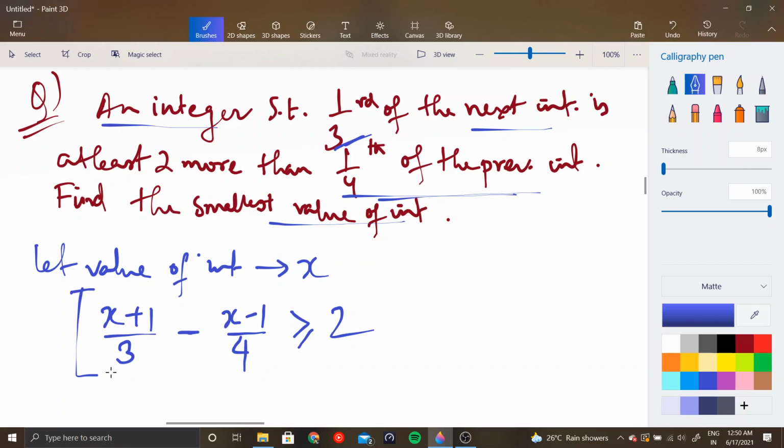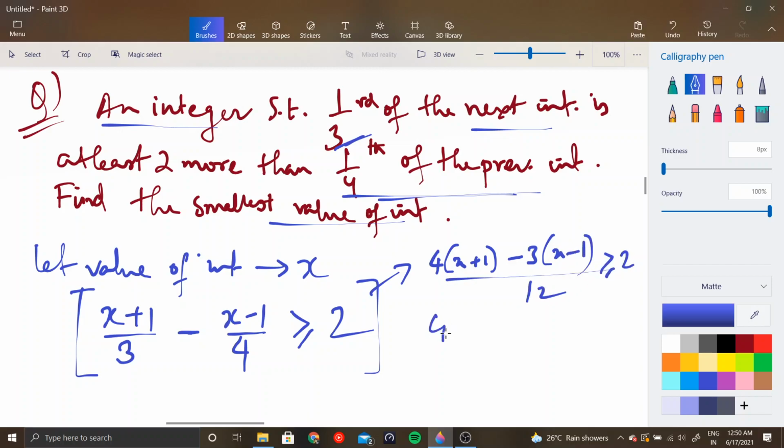Now your equation is basically formed. Now it is a fairly simple task for you guys to solve this equation. We'll just solve it quickly. (x + 1)/3 - (x - 1)/4 is greater than or equal to 2. So 4x + 4 - 3x + 3 is greater than or equal to 24, and you have x is greater than or equal to 70, right?